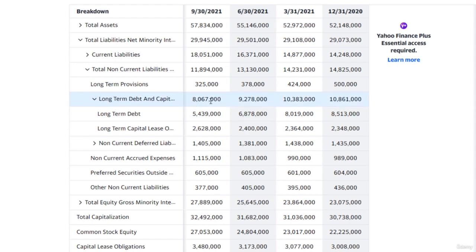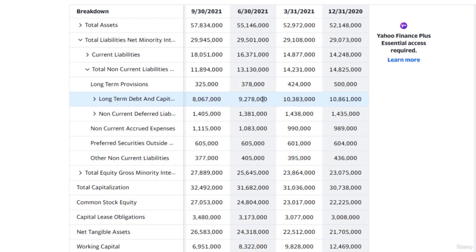So this is stuff that's not coming due now, but it's something we're going to have to pay in the future. Again, a good sign. Going back in time, they're at 10.8 in long-term debt, and now they've been paying that down and are down to 8 billion, right?